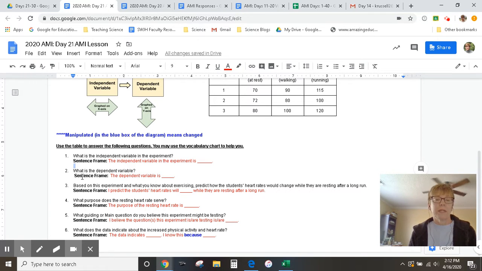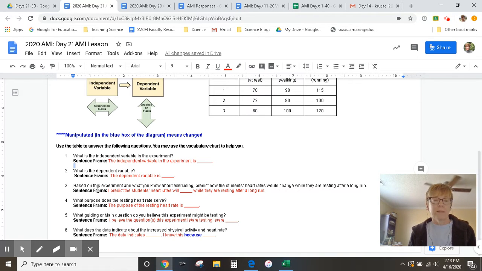Number 2, what is the dependent variable? The dependent variable is where you'll be getting your data. It can either be qualitative data, which is going to be adjectives or describing, or it can be quantitative data, which means numbers. So remember, the dependent variable is something that you can count or measure.